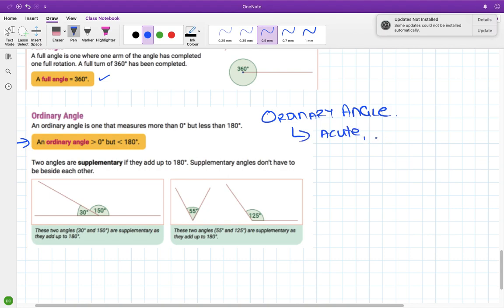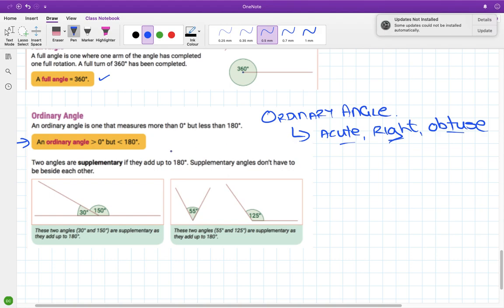Acute, right, and obtuse. Okay, so it's kind of like an overarching description of these three. So you could say that angle is ordinary and it would cover you for all three. Does that make sense?